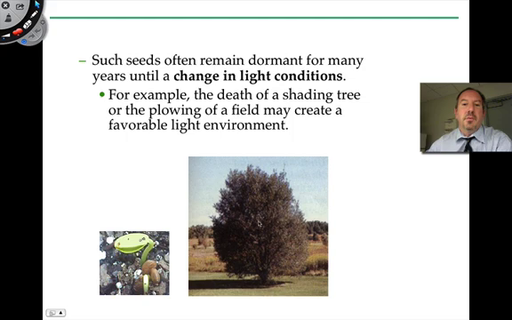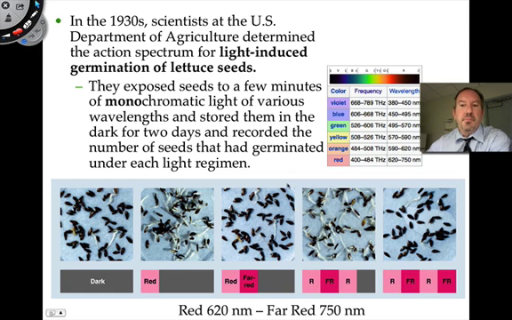But maybe, how about this? Maybe there's seeds on the ground, and then when a tree falls and then there's more direct sunlight, then it's time to germinate. And so how does it all work? An investigation began in the 1930s, so a while ago, by the Department of Agriculture, and they were trying to see light-induced germination. So here are all the different colors, and here are the wavelengths. And so you could shine different frequencies of light at these lettuce seeds.